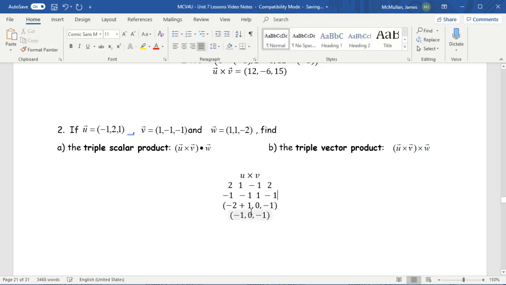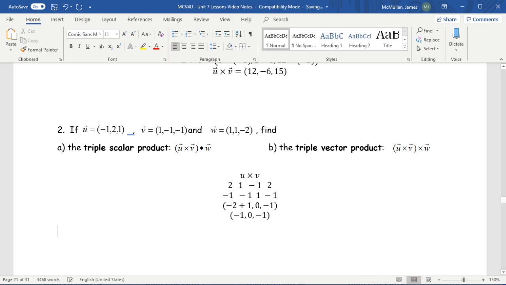Again, a quick check of this should help to determine if this is perpendicular. So negative 1 times negative 1 is 1. 2 times 0 is 0. 1 times negative 1 is negative 1. If you add up all those numbers, you get 0. That's good. And the same thing would be true here because it's the same thing, just kind of flipped. Okay, so here's my U cross V.